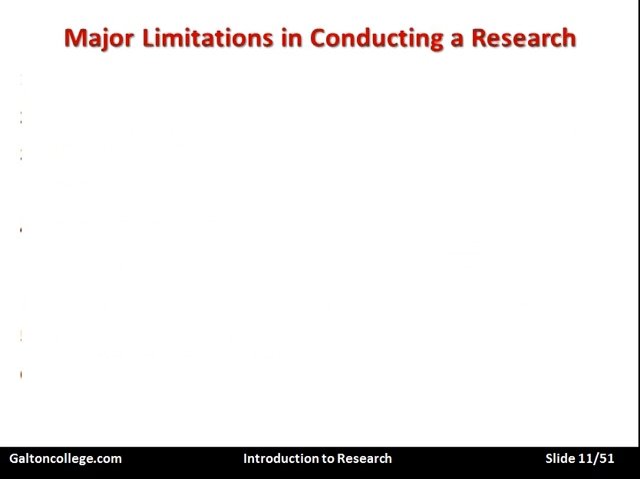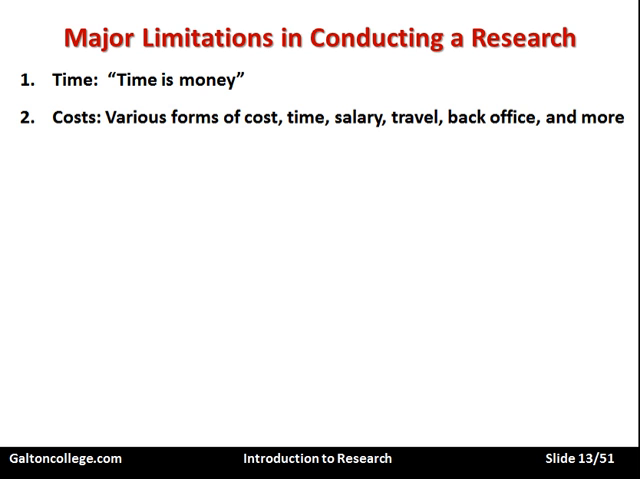Now, there are major limitations in conducting a research. The first major consideration is time. Time is money. But it takes time to conduct research. Sometimes people don't have the time. They don't have the resources in terms of time necessary to conduct proper research. And of course, time is money, which is cost.